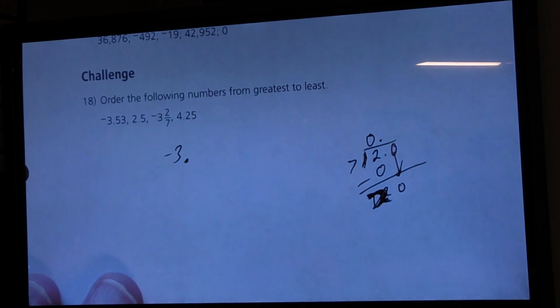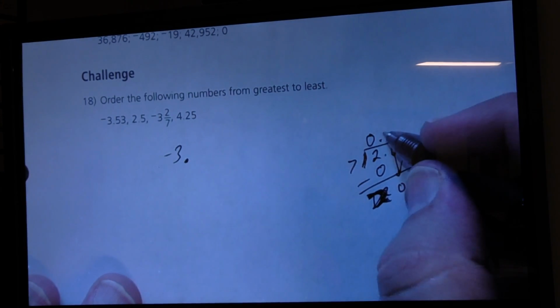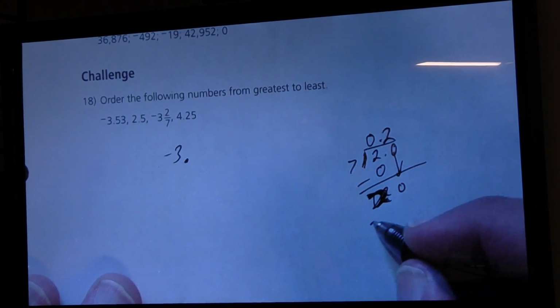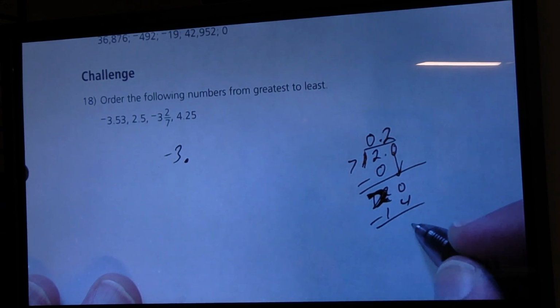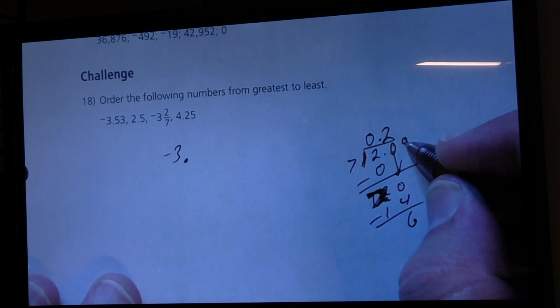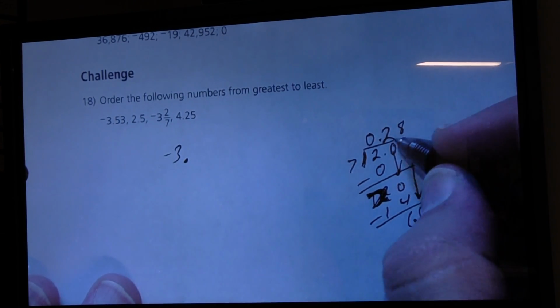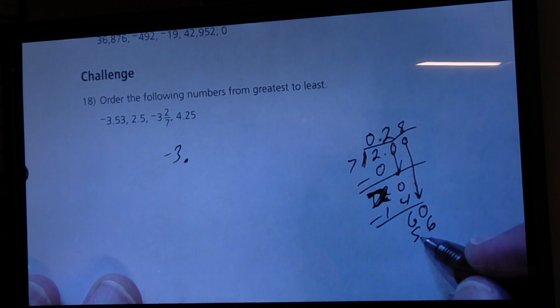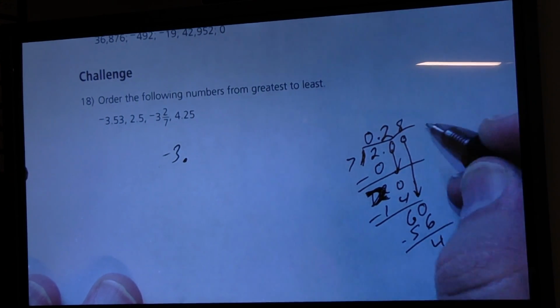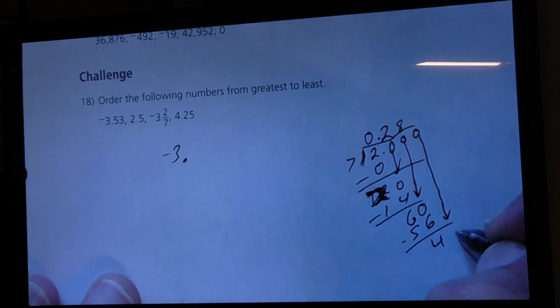Now I have 7 and 20. I can get 2 groups of 7 out of 20. 2 times 7 is 14. 20 take away 14 is 6. Put a 0 here, bring it on down, so I have 60. Out of 60, I can get 8 groups of 7. 8 times 7 is 56. 60 take away 56 is 4. Put a 0 here, bring it on down.